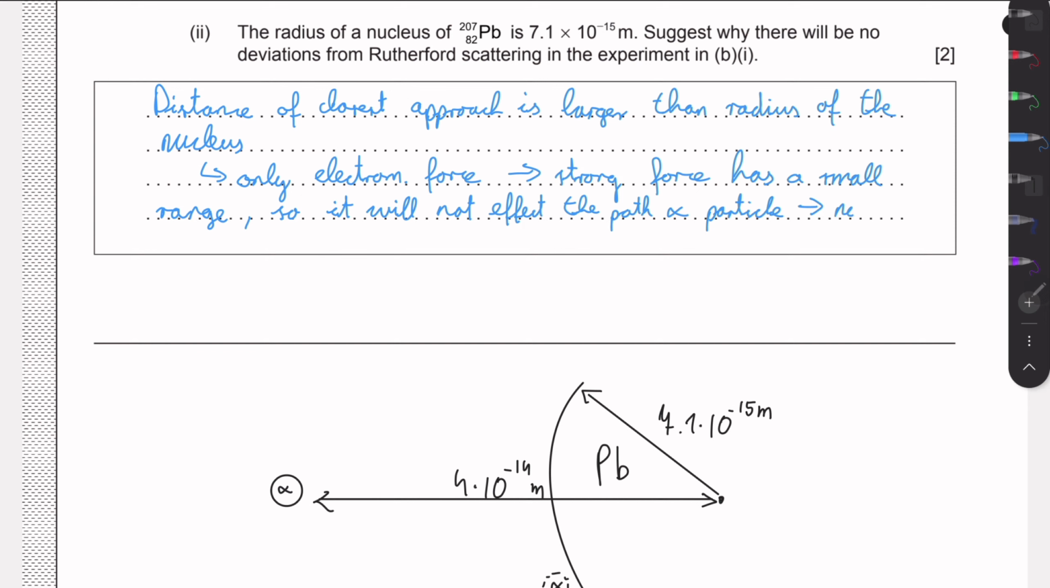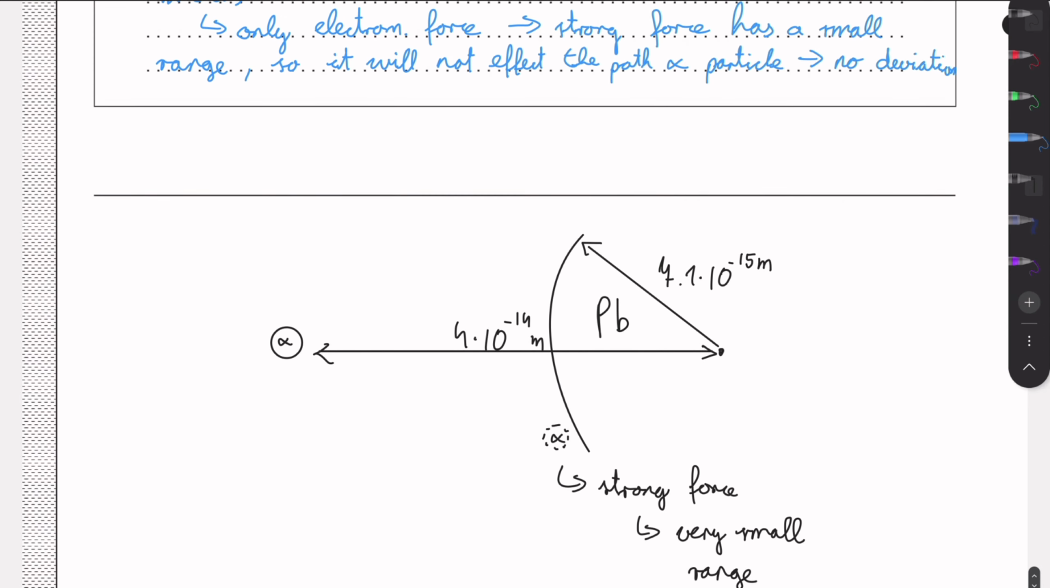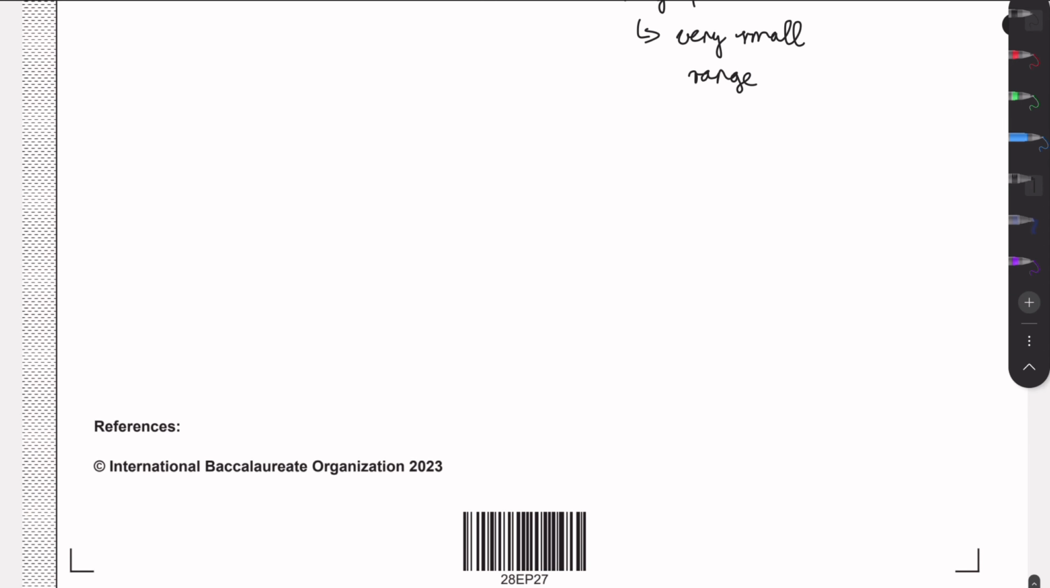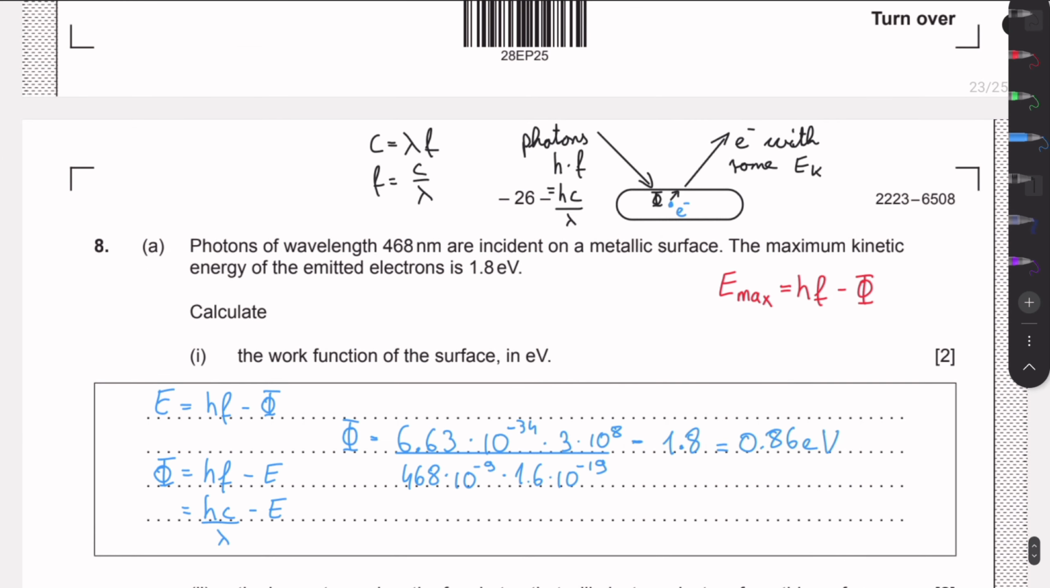Therefore, no deviation. As I said previously, we would only have a deviation when it comes really close, and the strong force also starts affecting the path over the electromagnetic force. And so this was the last question in the May 2023 Time Zone 1, Paper 2.